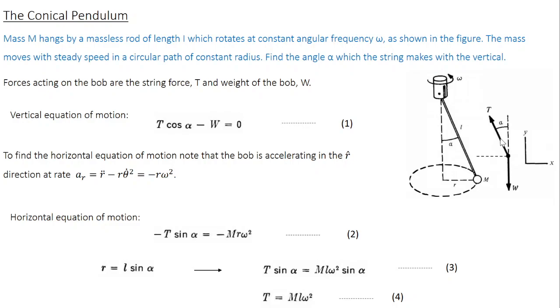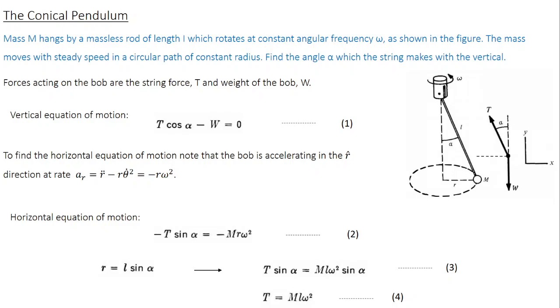T being a vector, I can decompose it into two components. A vertical component, this is going to be T cos alpha, and a horizontal component, this is going to be T sin alpha. By convention, right hand direction is taken as positive and left hand direction is taken as negative. So this is going to be minus T sin alpha.